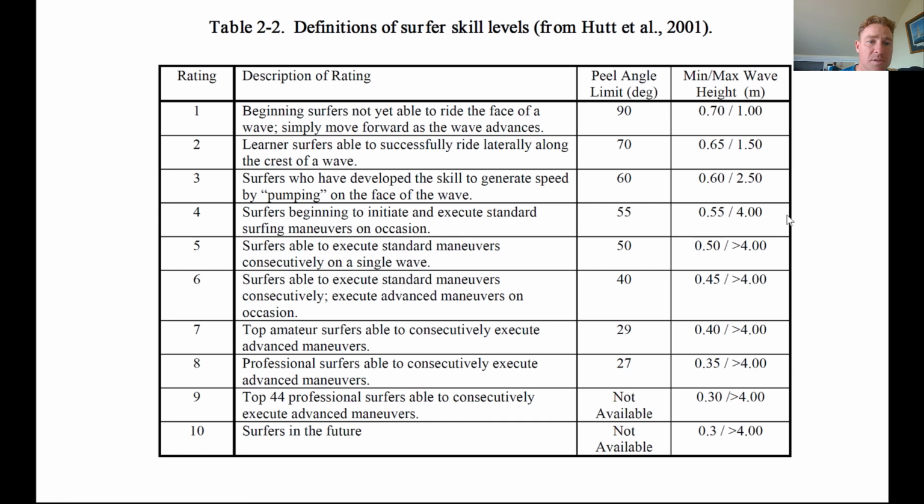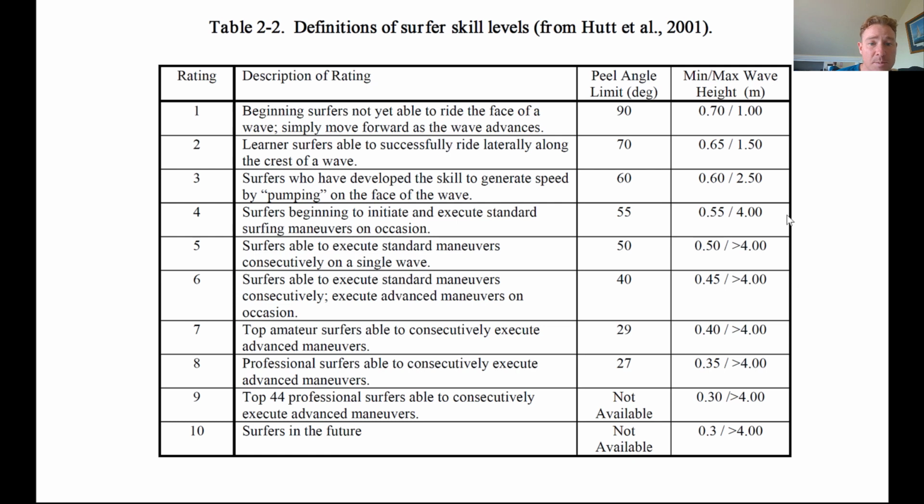A level 4 surfer is beginning to initiate and execute standard surfing maneuvers on occasion. Their limit is a 55-degree peel angle, so a little bit faster of a wave, and again a little bit smaller, 0.55 meters, and actually a lot bigger of a wave, 4 meters.